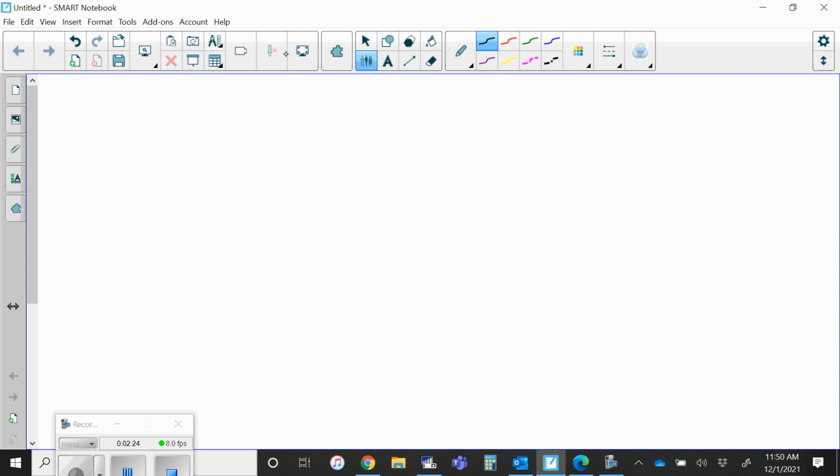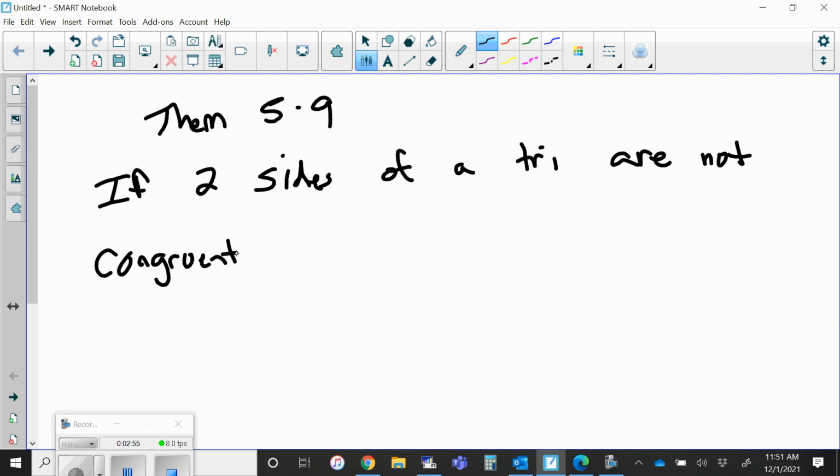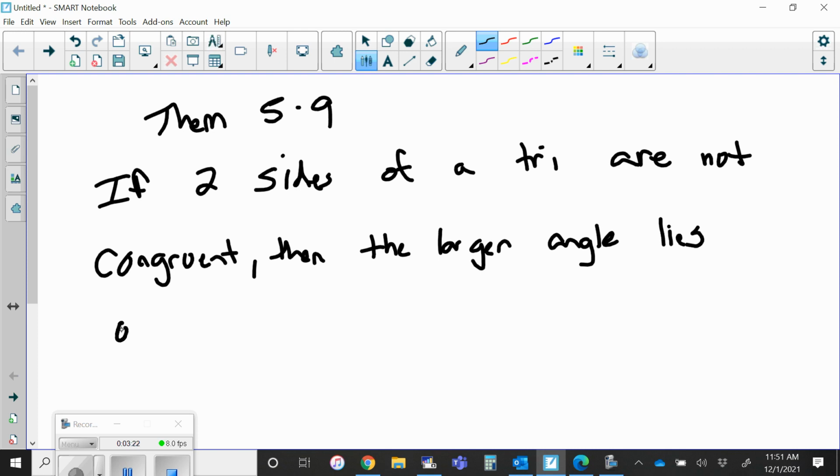So here's the theorem. This is theorem 5-9, and it states, if two sides of a triangle are not congruent, then the larger angle lies opposite the longer side.